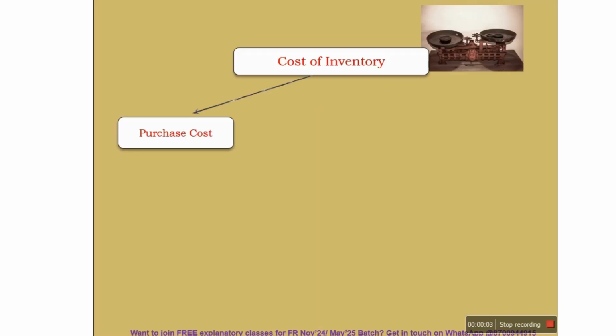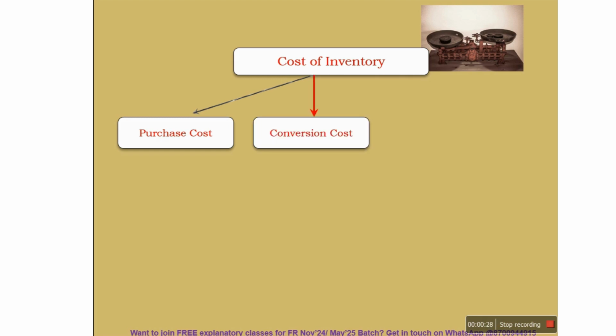Cost of inventory includes the purchase cost of inventory. It includes the purchase price, the transportation cost, non-refundable duties and taxes that we have paid to procure the inventory, and commission and charges if we have incurred them for purchasing the inventory. We will reduce the trade discount that we have received in the process of purchasing that inventory.